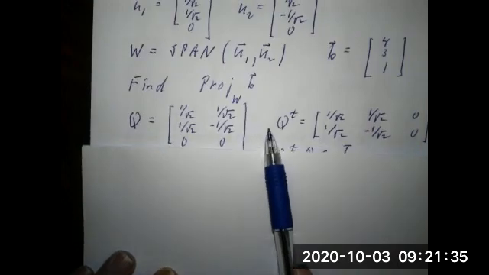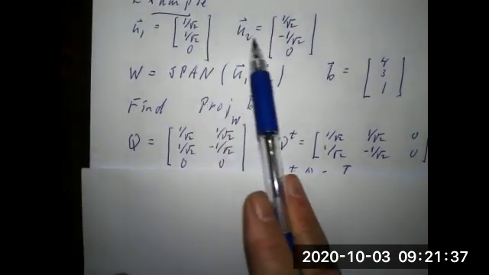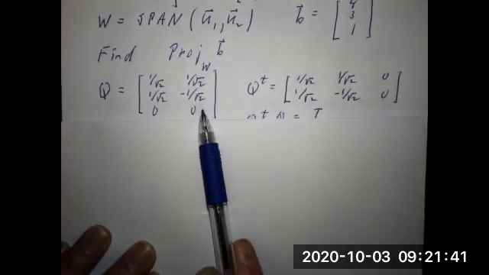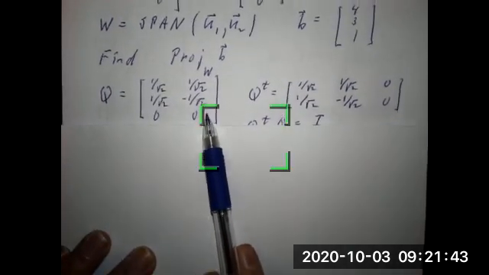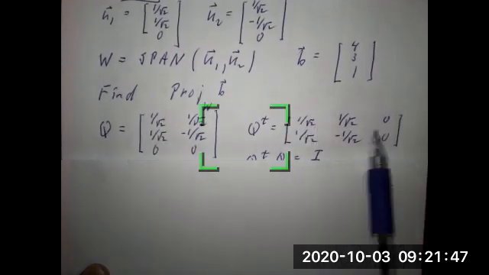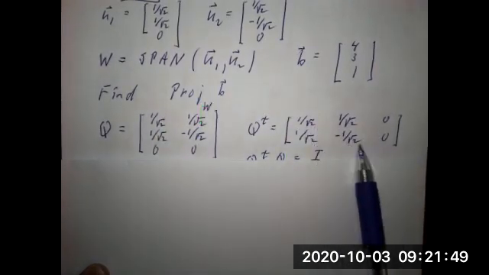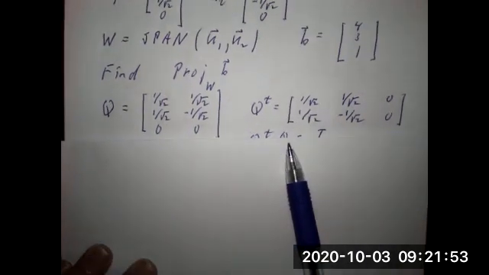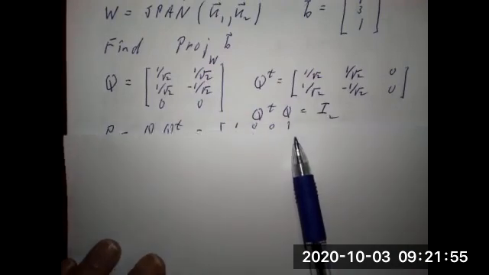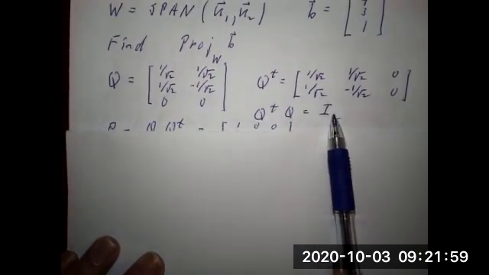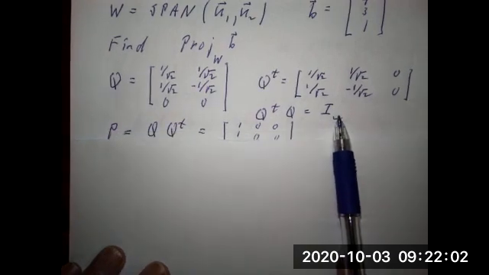So we form our matrix Q using these vectors as columns. It is a 3 by 2 matrix. The transpose of this would be 1 over root 2, 1 over root 2, 0, 1 over root 2, minus 1 over root 2, 0. So Q is 3 by 2. Q transpose is 2 by 3. It's fairly easy to check that if I take Q transpose times Q, I get the 2 by 2 identity matrix.